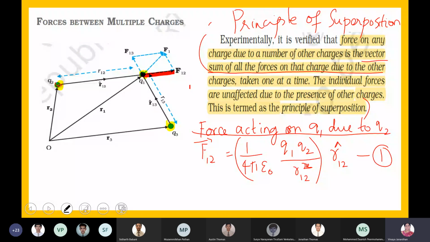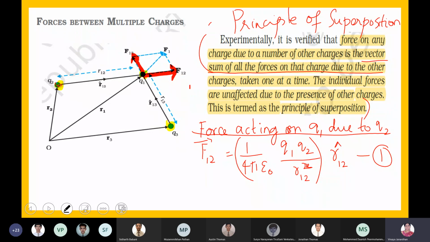Now, Q3 is applying a force on Q1. Both are like charges, so there will be a force of repulsion. Q3 is applying a force on Q1, so Q1 will experience a repulsive force, which is the repulsive force F13. Are you clear, boys?